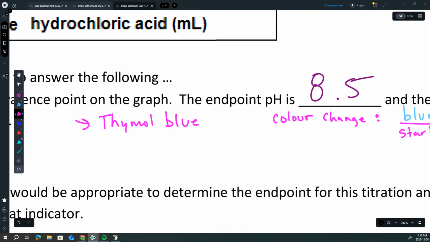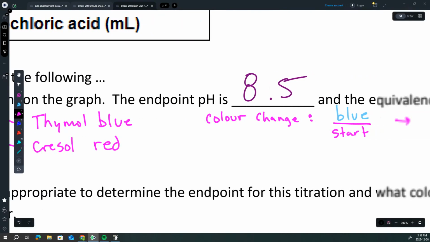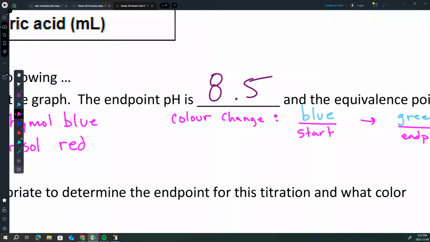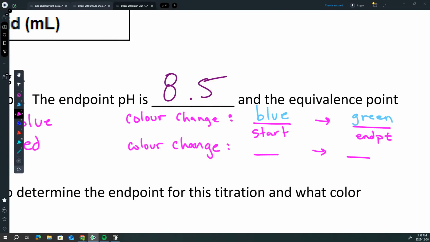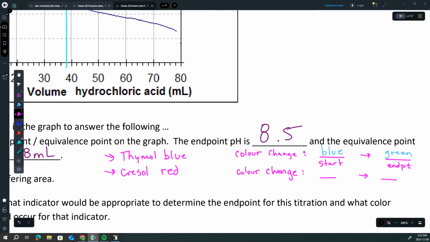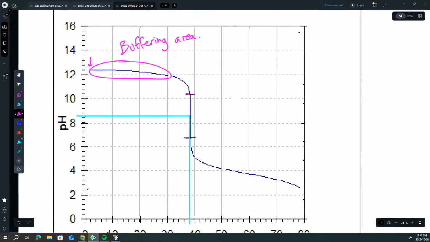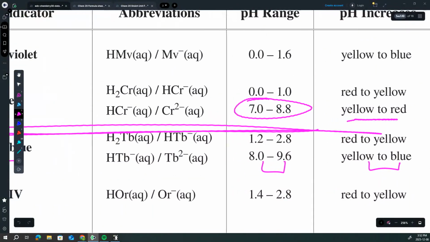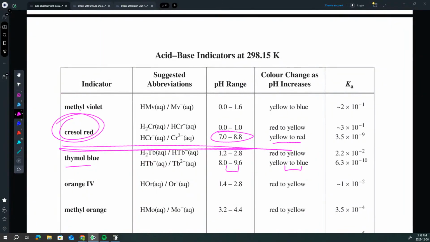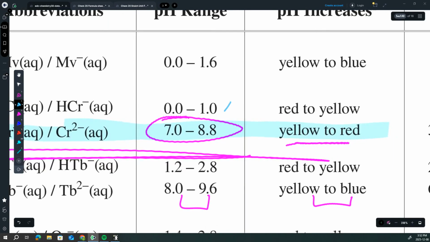All right, let's do Crescel red next. And I'm just going to follow the same format. Okay, so again, starting at a pH of 12.4, let's take a look at what that color is going to be. So with Crescel red, this is where we're looking. Okay, so 12.4, that's above 8.8, so that's going to be red.